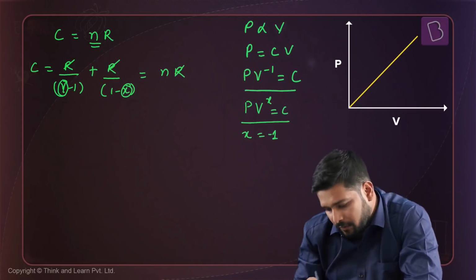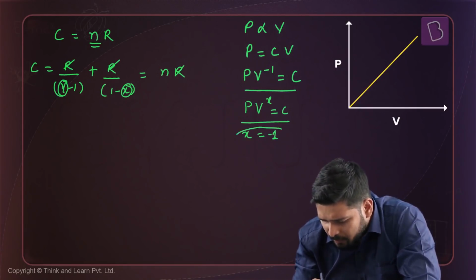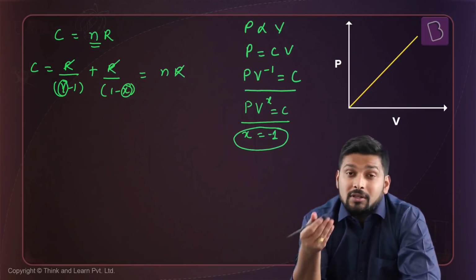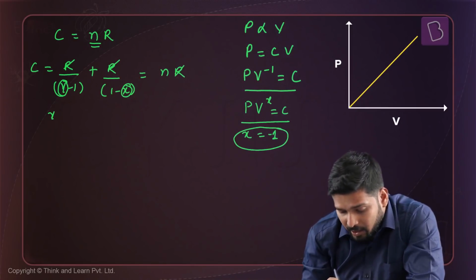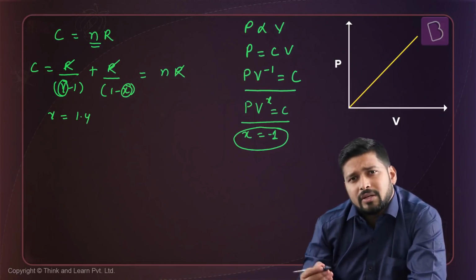I end up getting my value of x equals minus 1, right? So I'm sorted with the value of x. Now for gamma, it's told to us in this problem that it's a diatomic gas, and we know for diatomic gas the value of gamma is equal to 1.4, right? Now I just have to plug in these values and get the value of n.